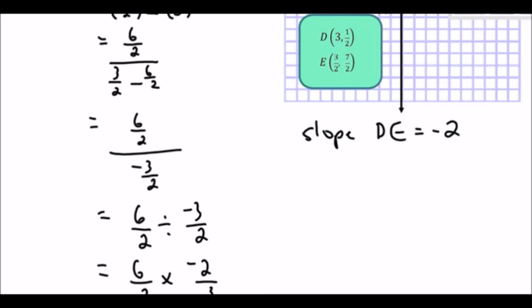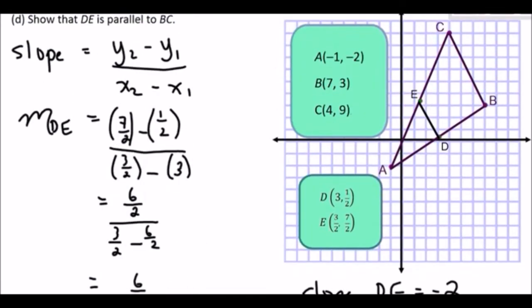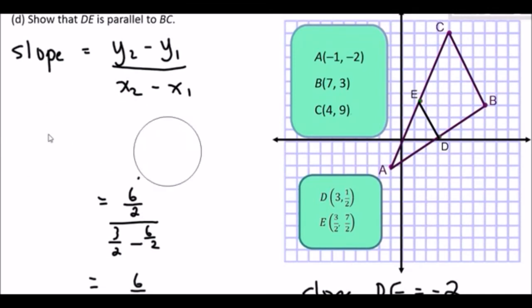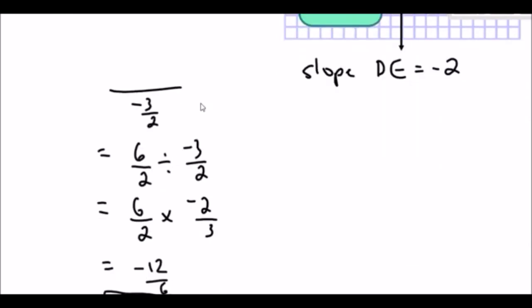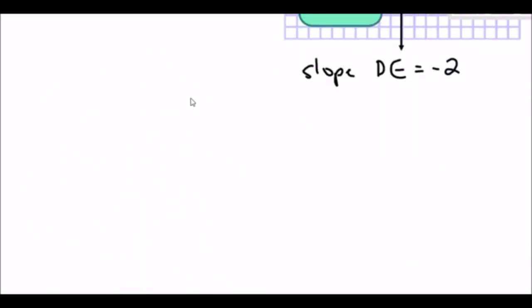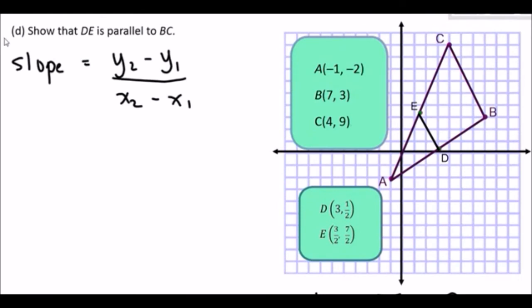And again, if you want to go back over that stuff, feel free to pull the video back. I just want to now use this space to calculate the slope of BC. I'm going to take a lot less time because I don't have any fractions to worry about other than the main slope fraction, rise over run.